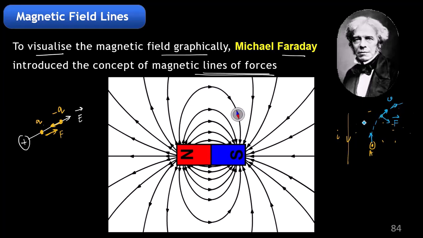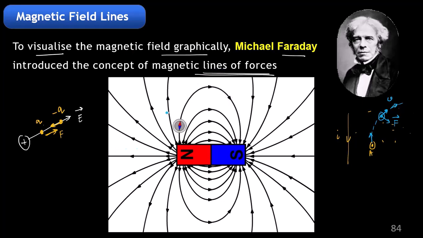But at this point, if I see, the magnetic field should be a dot again. Okay, that means the magnetic field lines direction and the force direction are not the same. Rather, they are perpendicular to each other. So that means magnetic field lines cannot be treated as the magnetic lines of force.